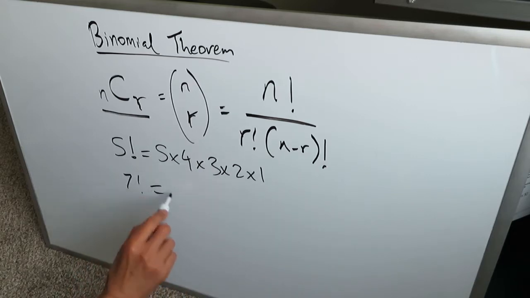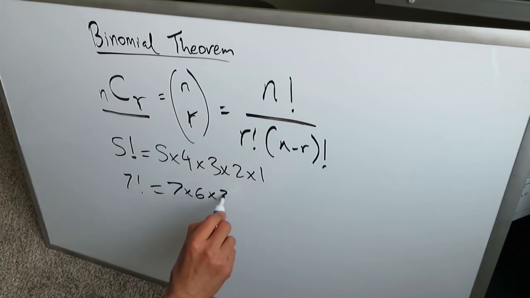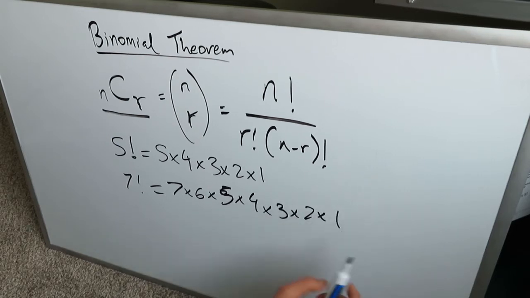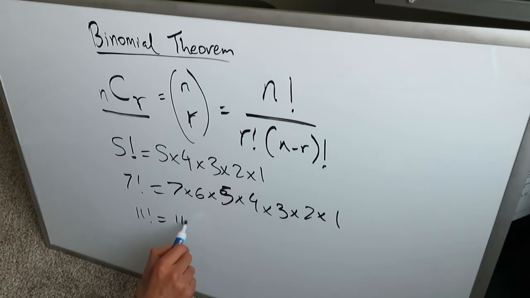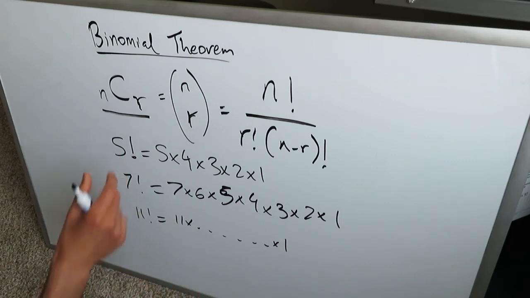7 factorial will be the sequential product of all the numbers from 7 all the way down to 2 and 1. Sorry, all the way down to 1. Not 0, because if you put a 0 here, you'll zero everything out. And you can imagine what 11 factorial could be. It would be 11 times all the numbers all the way down to 1. And that product is what this factorial equals.